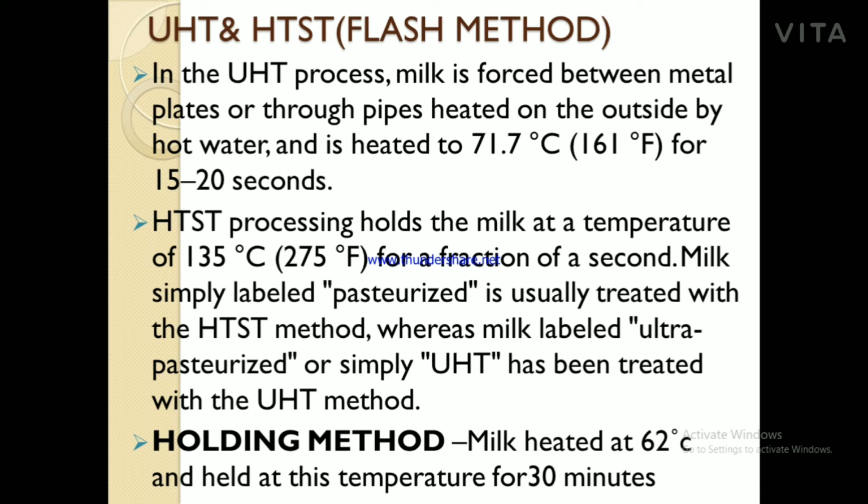HTST, high temperature short time. Processing holds the milk at a temperature of 135 degrees Celsius or 275 degrees Fahrenheit for a fraction of a second. Milk simply labeled pasteurized is usually treated with the HTST method, whereas milk labeled ultra pasteurized or simply UHT has been treated with the UHT method. Holding method: milk heated at 62 degrees Celsius and held at that temperature for 30 minutes.